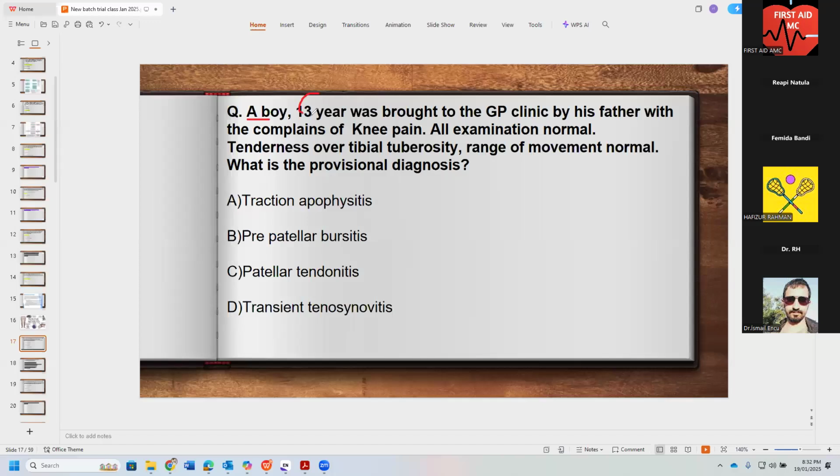A 13-year-old boy was brought to the GP clinic by his father with complaints of knee pain. Examination is normal. There is tenderness over the tibial tuberosity and range of movements are normal. What is the provisional diagnosis? Traction apophysitis, pre-patellar bursitis, patellar tendonitis, or transient tenosynovitis?